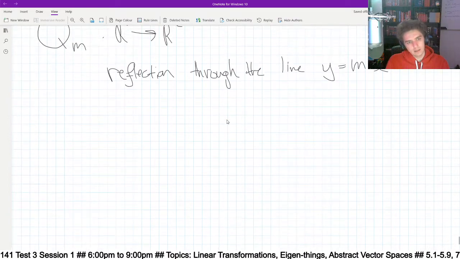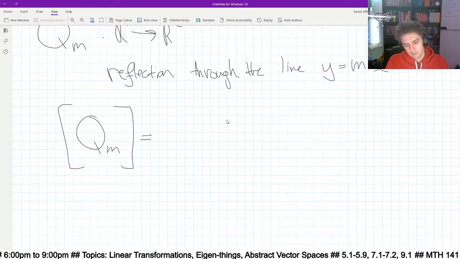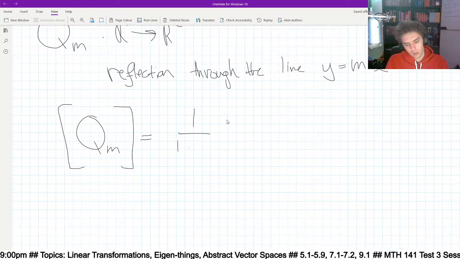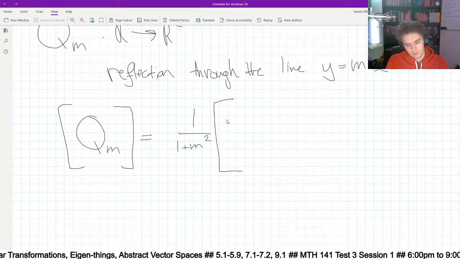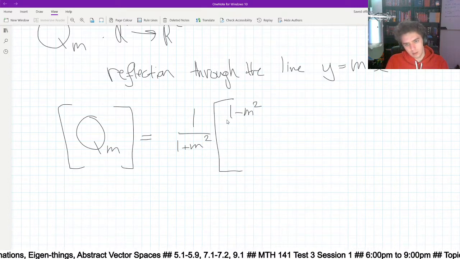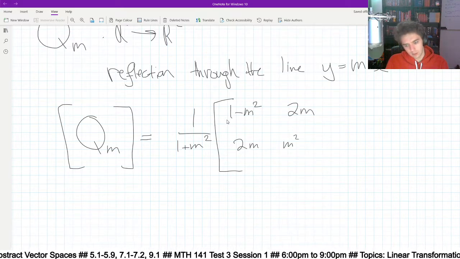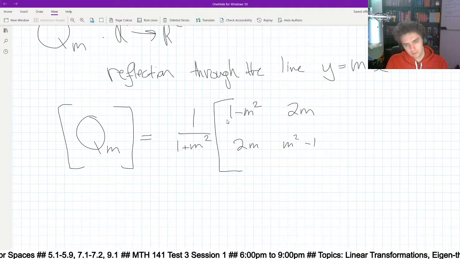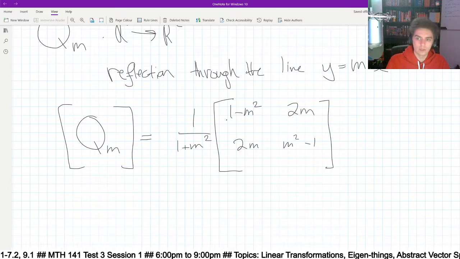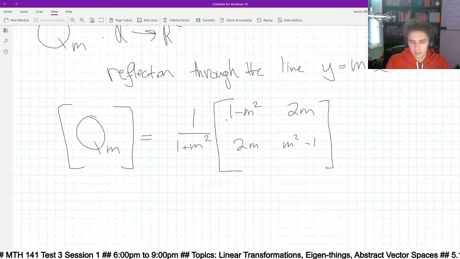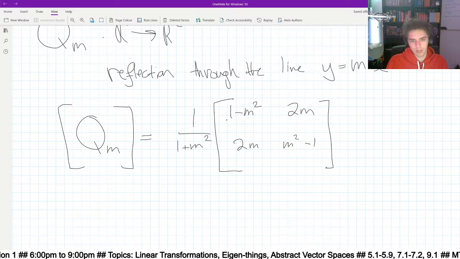And it's defined like this. The matrix representation of QM is 1 over 1 plus m squared times the matrix with rows 1 minus m squared, 2m, and 2m, m squared minus 1. So if I want to reflect across the line y equals 5x, I would just put 5 in for all the m's here. And that would be my matrix representation.